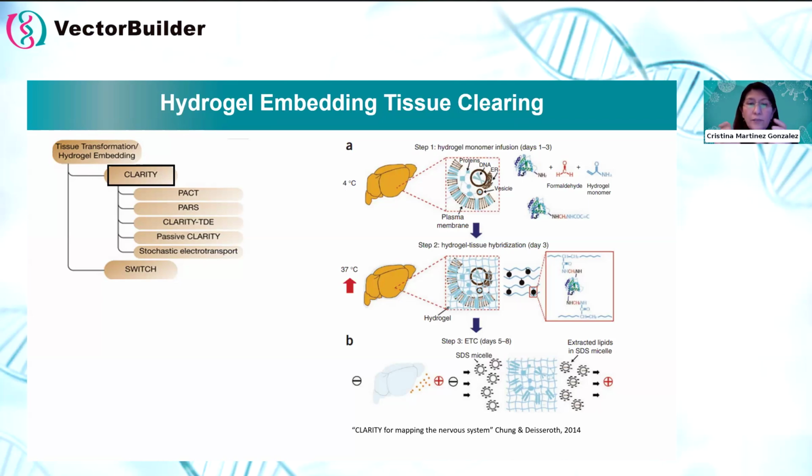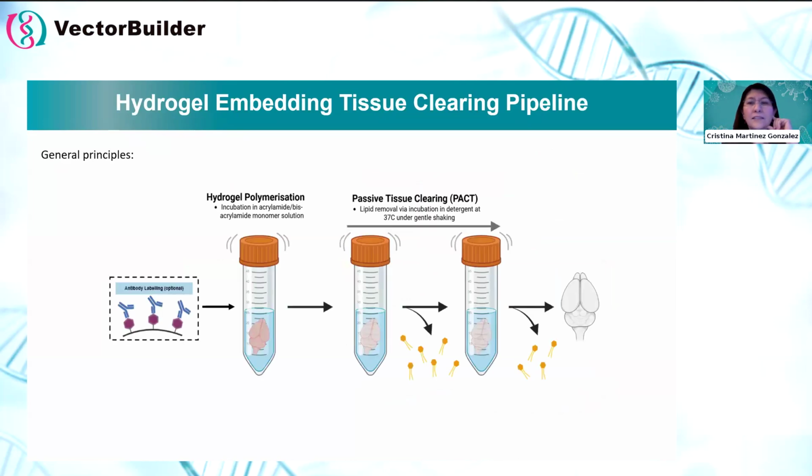And once the tissue is embedded in this scaffolding, they use soap, basically sodium dodecyl sulfate micelles, to remove all the lipids. So it's basically the same as other methods. Removing the lipids is the most important part. You remove the lipids with soap, the micelles made of the soap. There are ways to make it active, and the way normally is passive clearing. And this is the general principle.